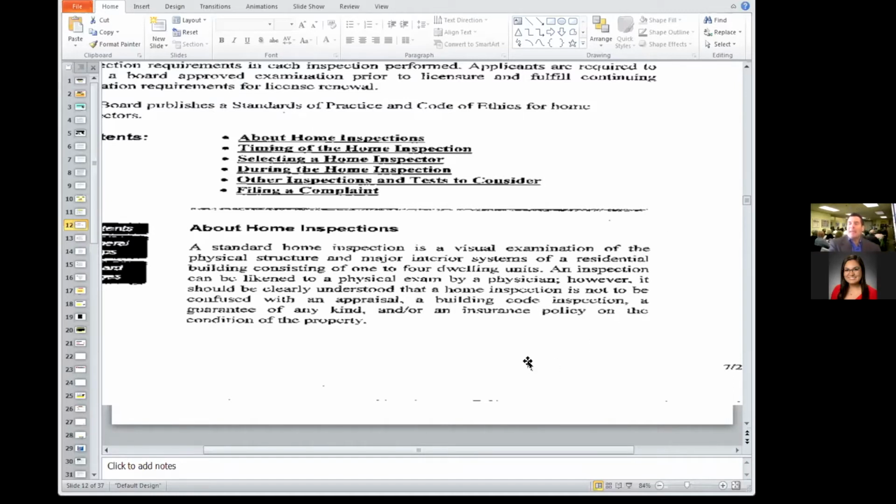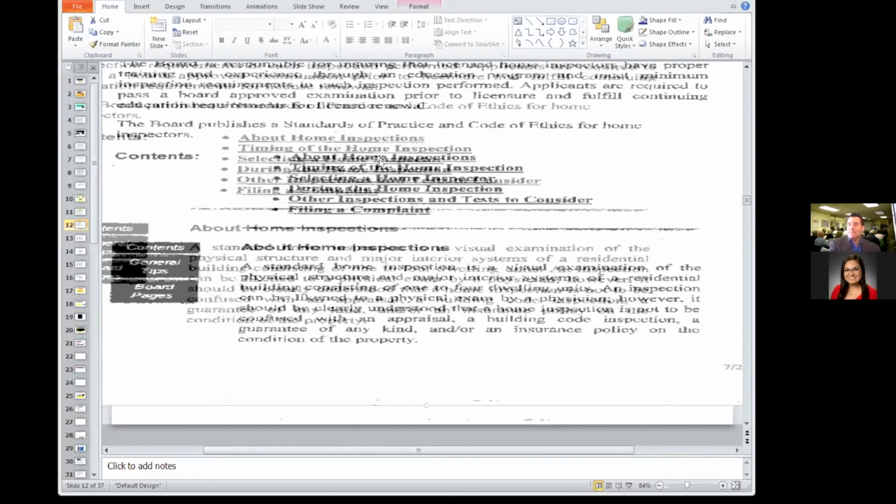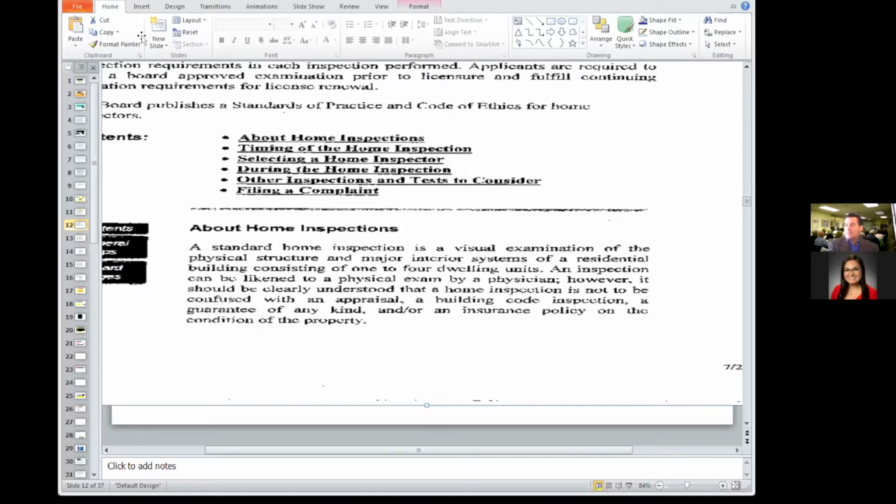An inspection can be likened to a physical exam by a physician. You go to your regular doctor and they're generalists. They go, oh, you got a big lump in your face. Maybe you need to go to a guy that knows about lumps in faces. So a home inspector is a generalist. He'll point you guys, your buyers, in the right direction. However, it should be clearly understood that a home inspection is not to be confused with an appraisal. People ask me, what do you think the house is worth? I don't know, I'm not here to do that.